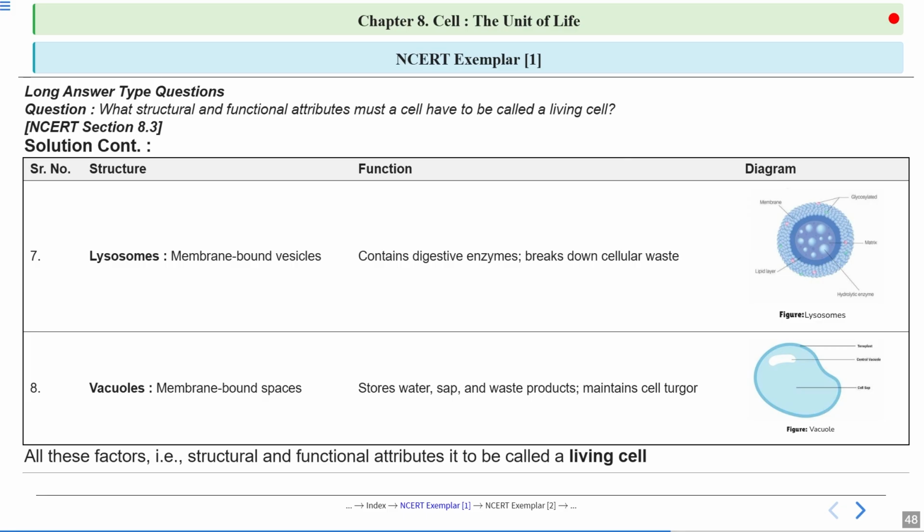Clear? So what about prokaryotes? They are also living cells. Instead of a nucleus, they have a nucleoid. Now in prokaryotes, which are unicellular, a single cell is performing all the functions. Their membrane-bound organelles are actually absent.